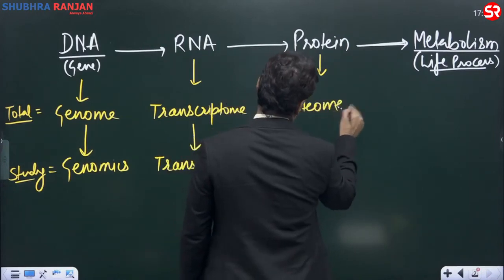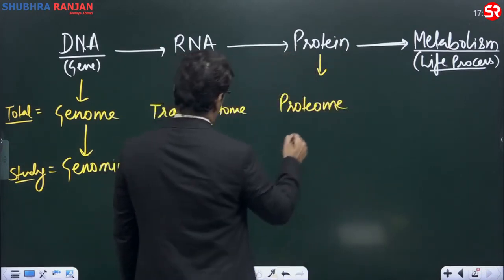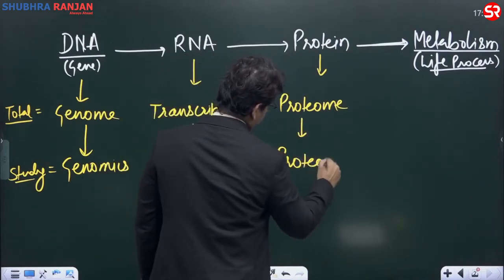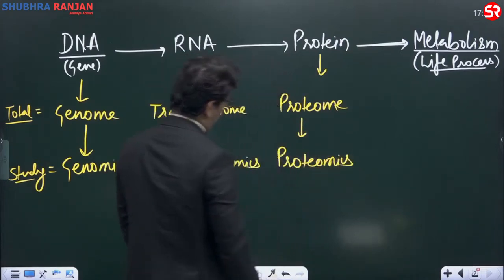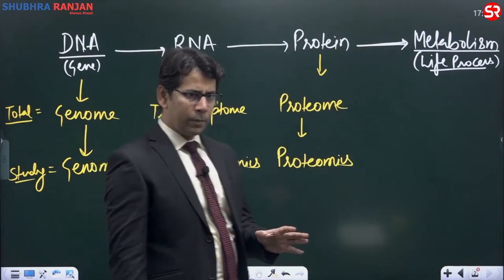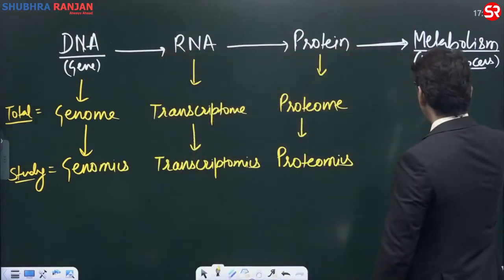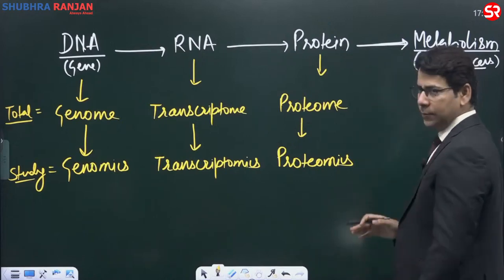What do we call it? Proteome. And then the study of proteome is called proteomics. We can call it proteomics. Clear? That is the total one. And then at the end, there is another thing, the total metabolite.